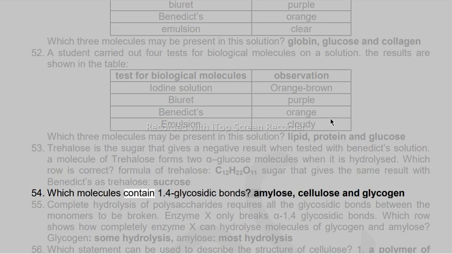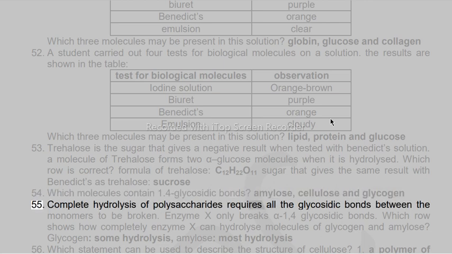54. Which molecules contain 1,4 glycosidic bonds? Amylose, cellulose and glycogen.